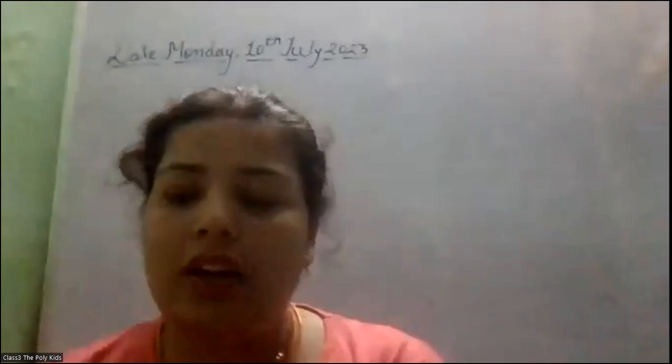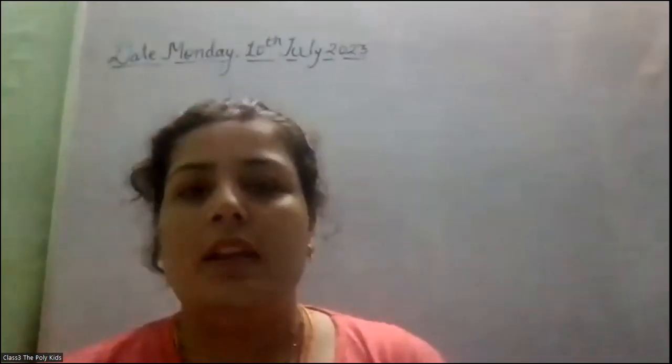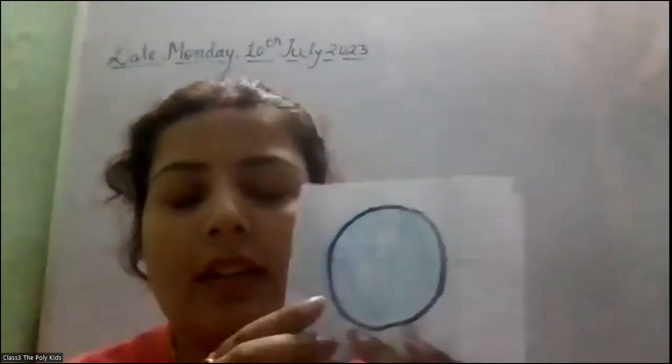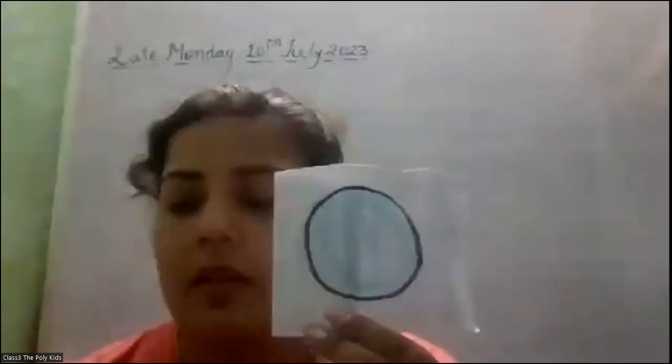Just see, what is this? Can you see it? Is it visible properly? Okay. Now, can you see it? What is this? Circle, ma'am. Yes, it's a circle. Okay, how will we make a circle?